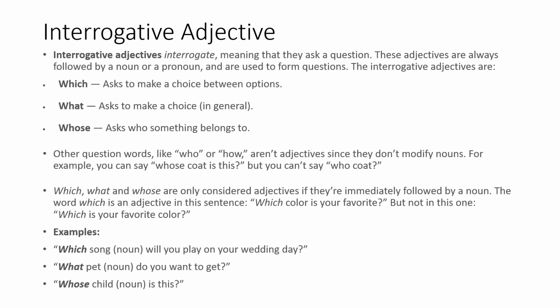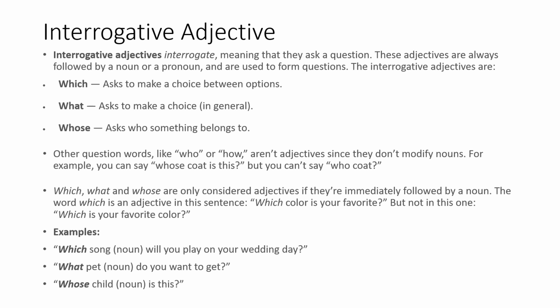Interrogative adjectives. Interrogative adjectives interrogate, meaning that they ask a question. These adjectives are always followed by a noun or a pronoun and are used to form questions. The interrogative adjectives are which, what, whose. Basically, we can see that which asks to make a choice between options, what asks to make a choice in general, whose asks who something belongs to.